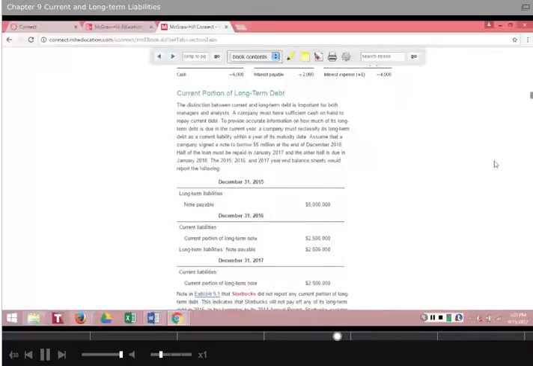A lot of times, long-term debt comes due in a series. And in that case, the portion that is going to come due within 1 year of the balance sheet date would have to be reclassified as a current liability.